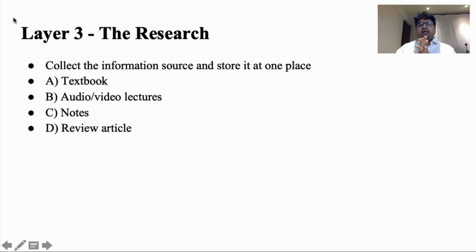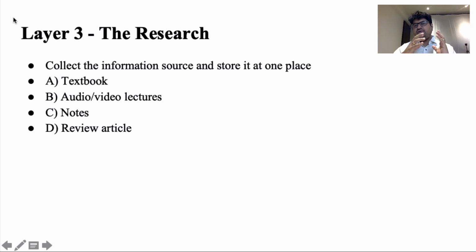Okay, the third layer comes the research part. Now, before you begin, you should know where you're going to read that from, right? It should be very clear where you're going to read a particular section or a chapter from, okay? So collect your sources first. It should not be that when you're studying, you waste your time in between your studying process to look for the source for studying. No. Right, you first collect the source.